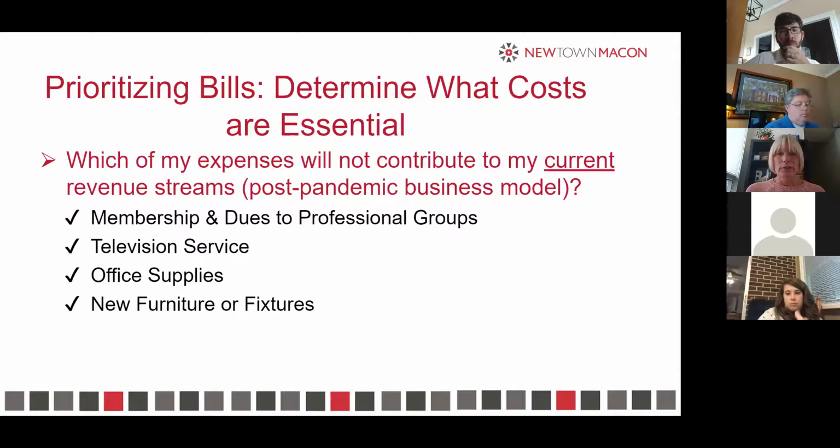So some common expenses that may fall under this umbrella: memberships and dues to professional groups, television service. I know a lot of us like to have TV for our customers or our employees, but it's not a necessary amenity. Office supplies, investing in new furniture or fixtures. Now's a good time just to maintain and see what happens.